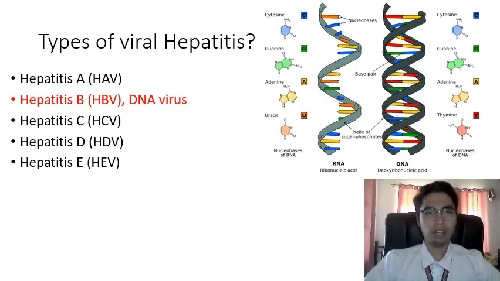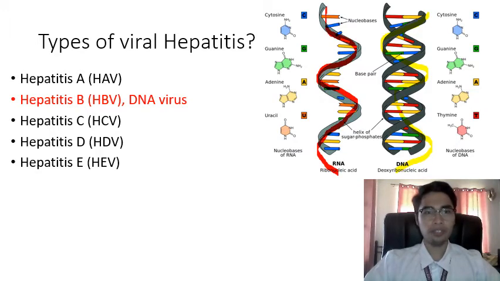Now, what is viral hepatitis? In my video discussion, I will be talking about viral hepatitis A, B, C, D, and E. And out of all these five, there is only one virus that is a DNA virus. What is a DNA virus? A DNA virus has two strands of nucleic acid, while RNA on its own has only one.